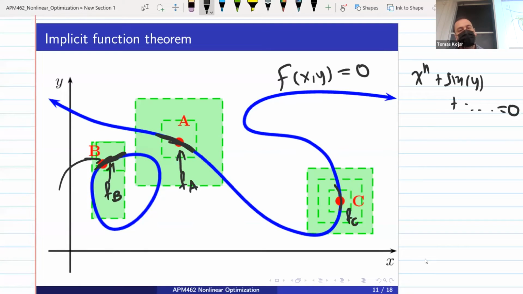Like this guy looks like log of x. This guy looks like, I don't know, maybe sine going down. Anyway, you get the point. So locally, we will go over the result that you can describe it by a graph of a function. Is that okay? Good.